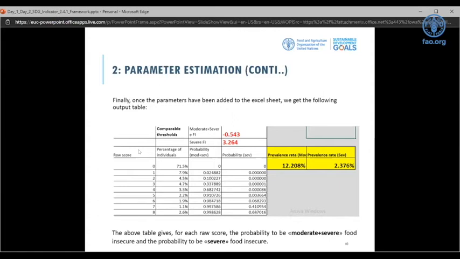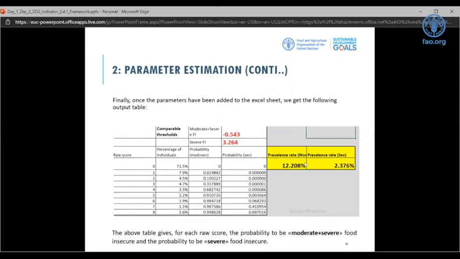And the model itself will help us estimate the probability of moderately or severely food insecure associated with each raw score, and the probability of severely food insecure associated with each raw score. By raw score, as you know, these are the number of affirmative responses to the 8 FIES questions. And the model will also help us estimate the prevalence rate of moderate and severe food insecurity, and the prevalence of severe food insecurity, which are the values for SDG 2.1.2. Okay. Now, as for 2.1.2, which is the FIES indicator, this is the final step. So the model will help us get these two values, and these are the values for the indicator itself.